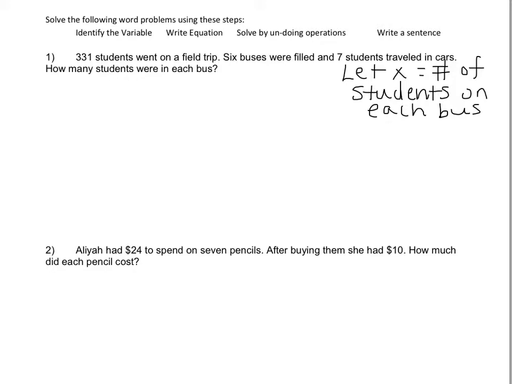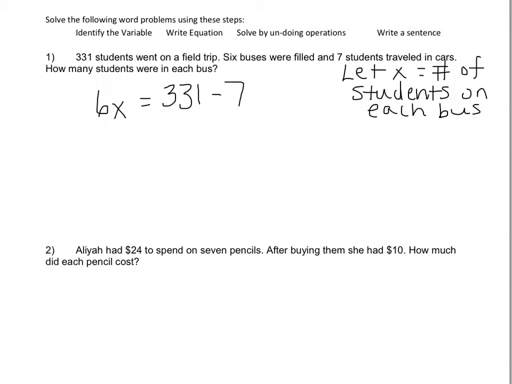So to write our equation, we definitely need to include an x. So we'll start with an x. X is the number of students on each bus, and we know that there were 6 buses. So if we multiply 6 times our unknown number of students on each bus, we need to get the total number of students that were on the bus. But 331 students weren't on the bus. In fact, it was 331 total minus the 7 kids that went in cars. So our equation reads 6x equals 331 minus 7.